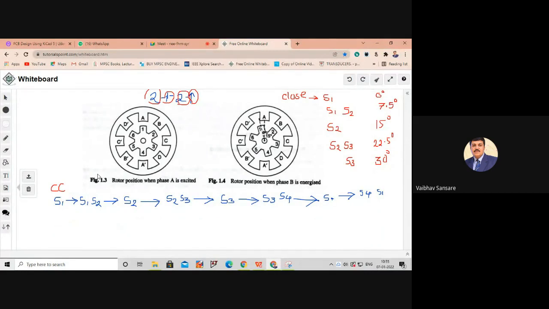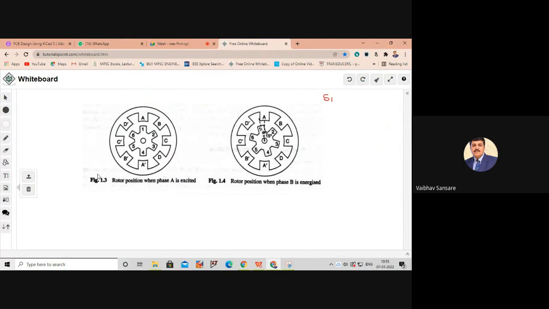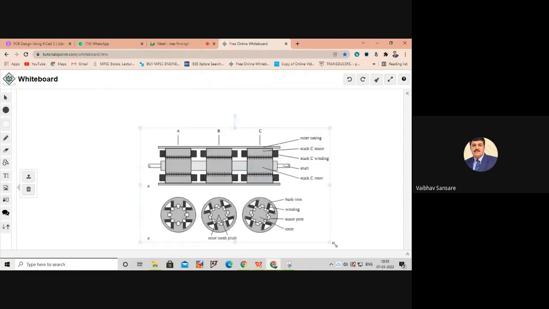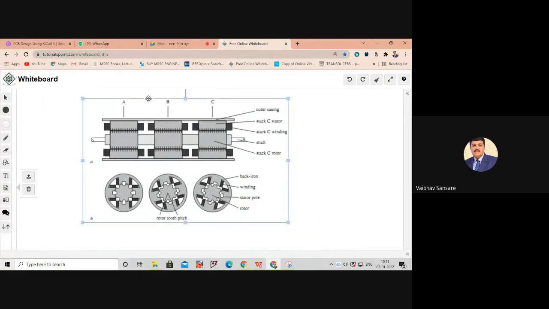So if we study the cross-sectional view of this multi-stack motor, yeah, this is the cross-sectional view of a multi-stack motor. So here, as I have told, on the same shaft there are different rotor stacks. If you look at this shaft, there are a total of 3 rotor stacks because the motor is a 3-phase stepper motor, and that motor consists of 3 phases, 6 poles on the stator. So 3 phases: phase A, phase B, phase C. For phase A, there is a separate rotor stack. For phase B, there is a separate rotor stack. For phase C, there is a separate rotor stack.